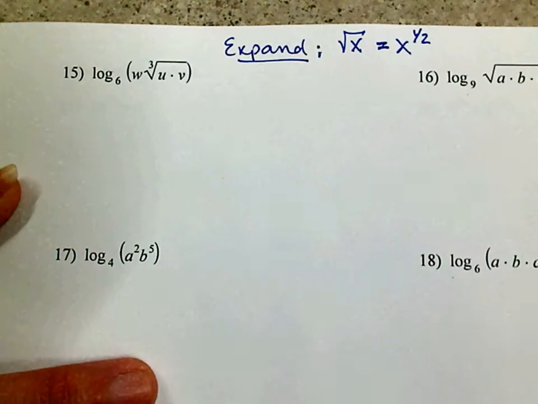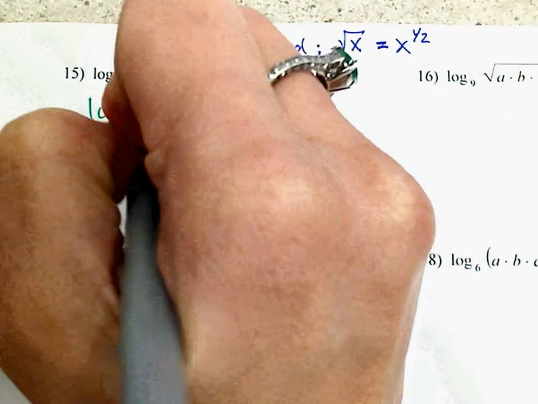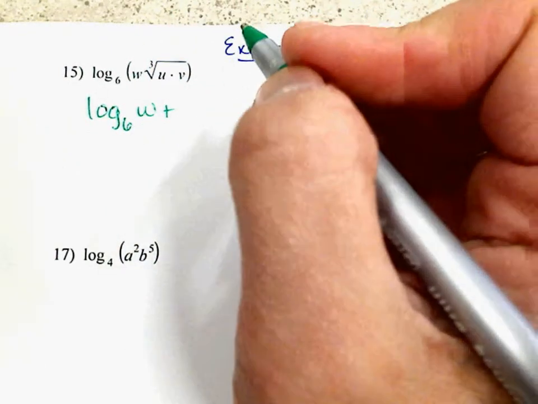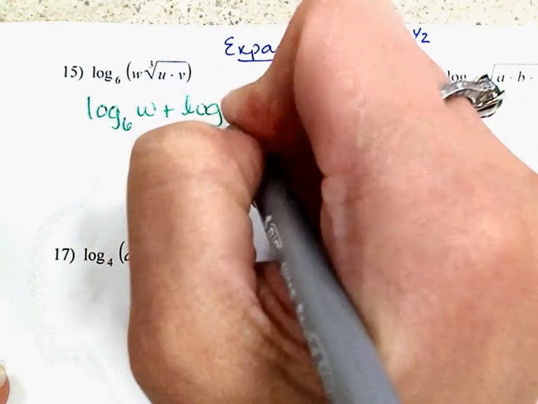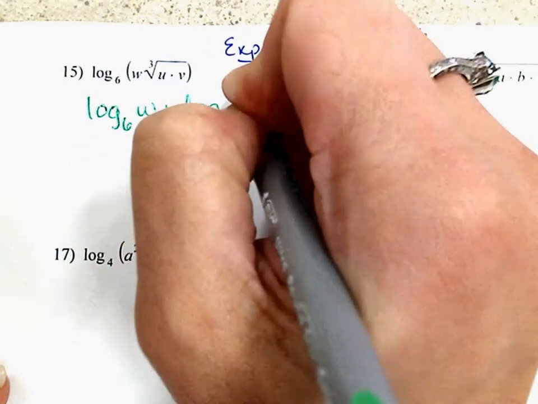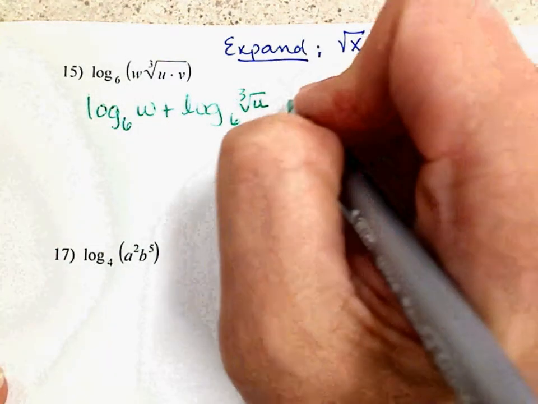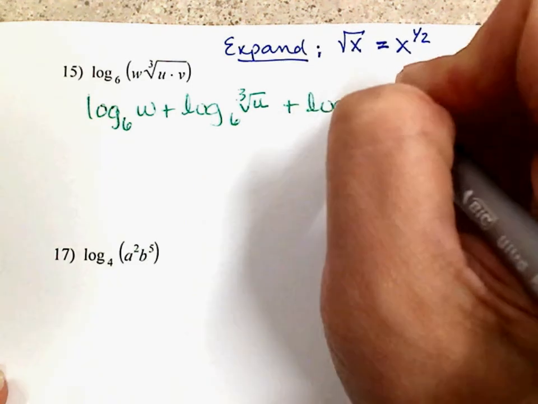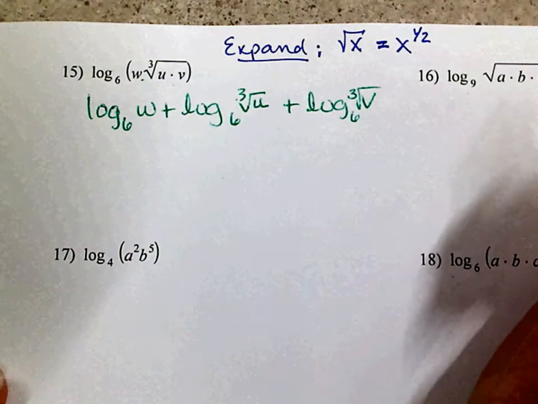Alright, let's look at number 15. Okay. See all this? I have log base 6 of w. This is all multiplication. Plus log base 6 of cube root of u. I'm going to take it step by step. Some of you will skip this step, and that's okay. Log base 6 of v, or cube root of v. You see how it goes to each one of them?